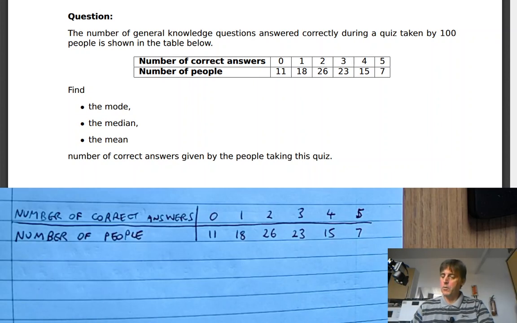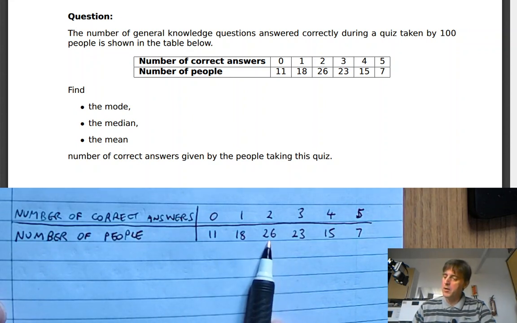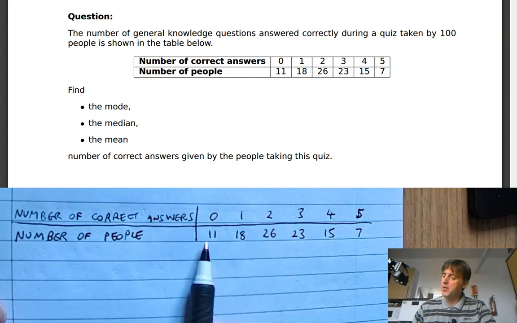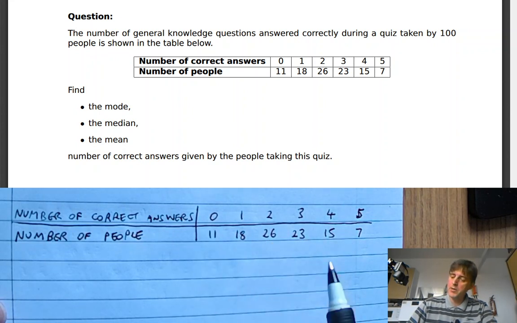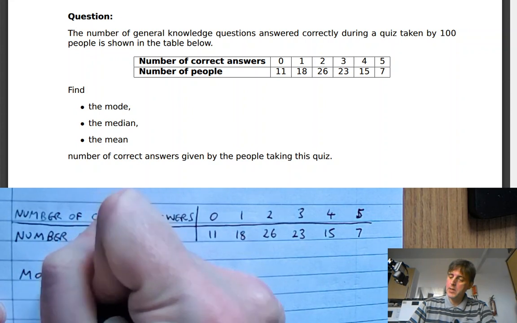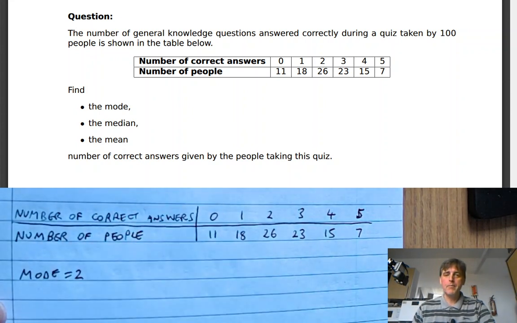Okay, let's quickly just check that we know what these things are about. So the mode is going to be the item of data in our set which appears most often. Now here we've got 26 occurrences of the number 2 in our set of data, and none of the other numbers appear as many as 26 times, so therefore our mode is going to be 2.